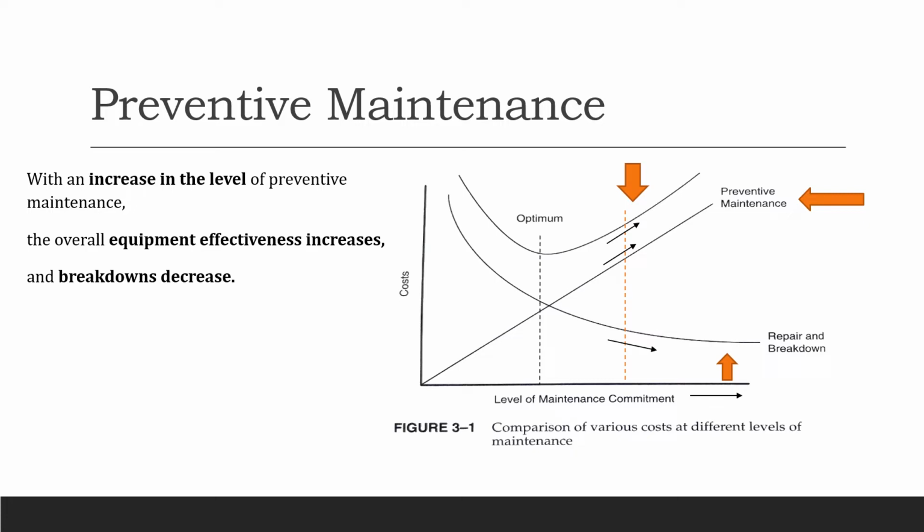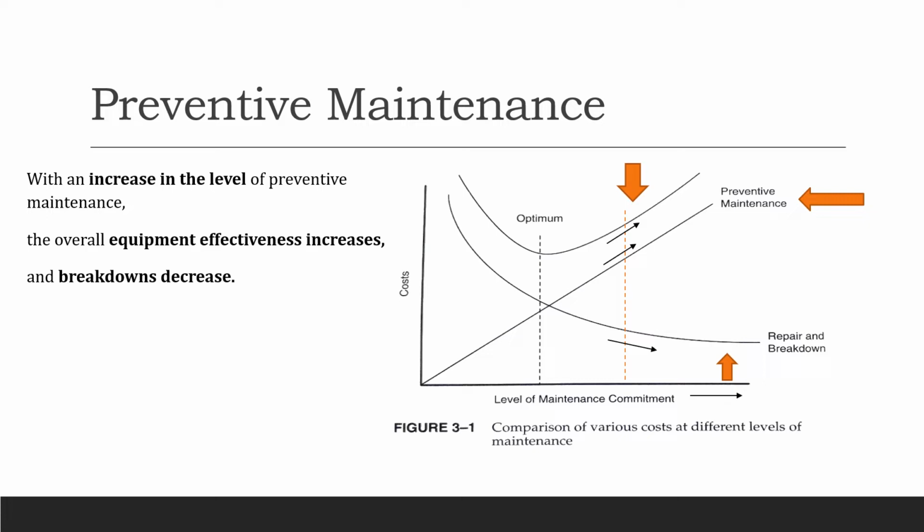With an increase in the level of preventive maintenance commitment going that way, the overall equipment effectiveness is going to increase, and the breakdown is going to decrease. In this unit, we are looking at this little arrow. Last time we studied right here at the top, and this time, we're going to look at this.